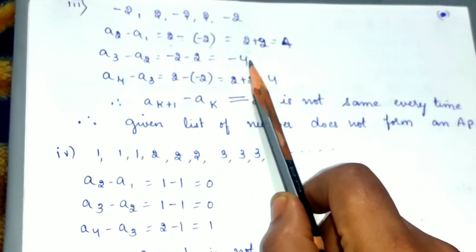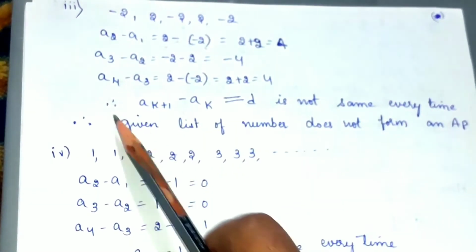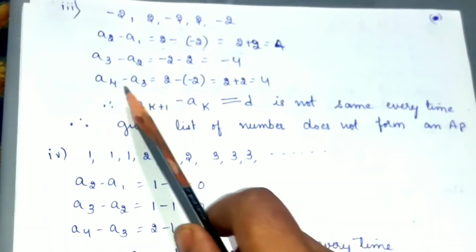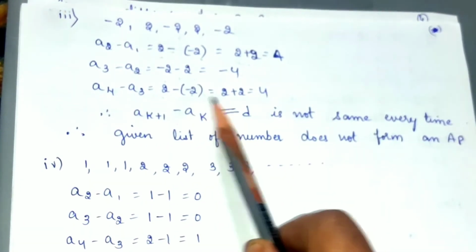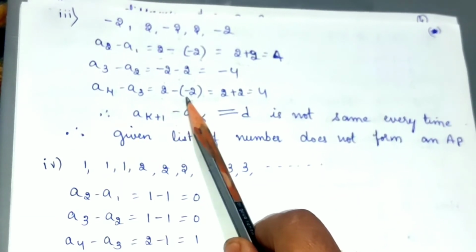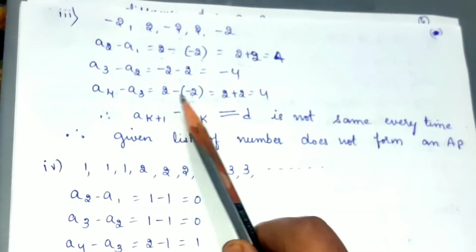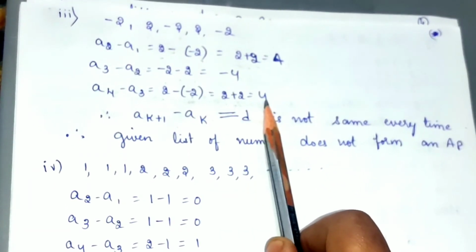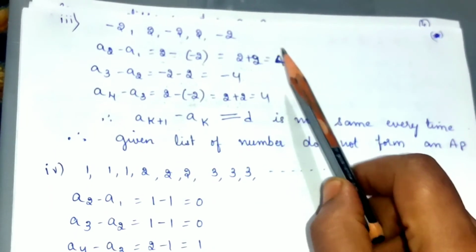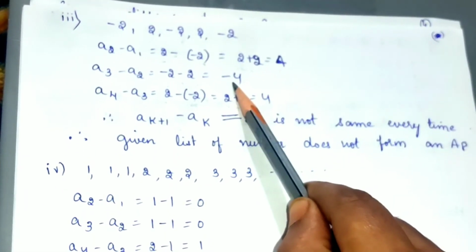Same way, fourth term minus third term. Fourth term is 2 minus third term is minus 2. Now, here minus into minus is plus, then 2 minus into minus is plus, again 2. 2 plus 2 is 4. Now, you can notice the first common difference is 4. The second common difference is minus 4.